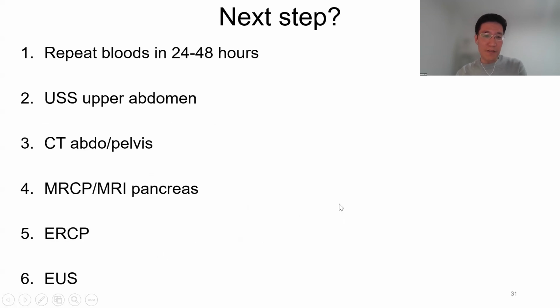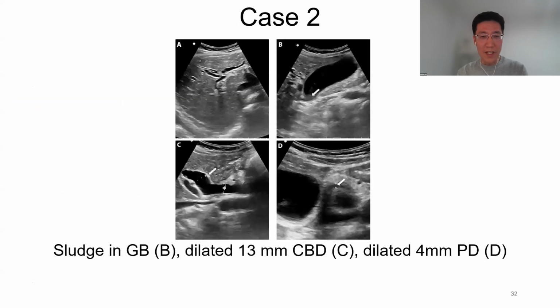So there are options that we can do. Obviously, it's different in primary care or in the hospital. So we can repeat the bloods in 24 to 48 hours, make sure everything's okay. Ultrasound, CT, and the following tests. I like to start normally with just the common things. Common things happen commonly.